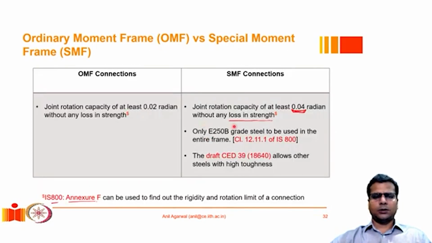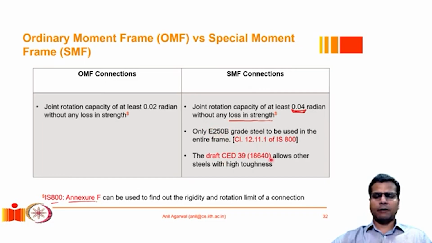Also, for such connections, IS 800 specifies that only E250B grade of steel can be used in the entire frame. So in a special moment frame, since we require a larger level of ductility, and also since we want these frame members to behave as ductility or deformation controlled members, we don't want them to have very high overstrength. Therefore, it is required that these members should not be of a greater grade than E250.